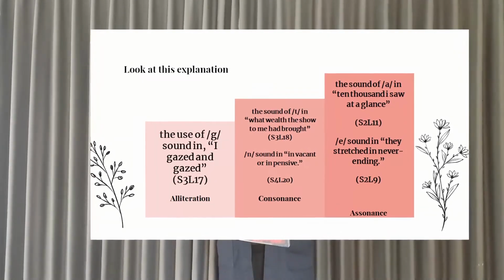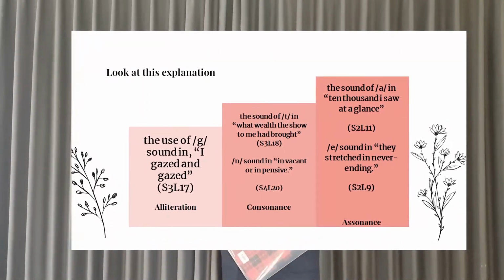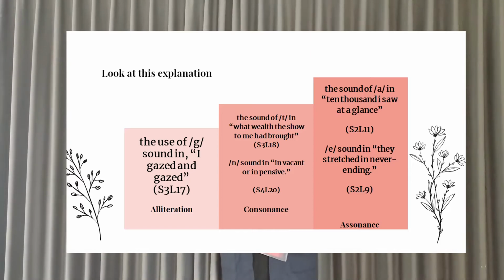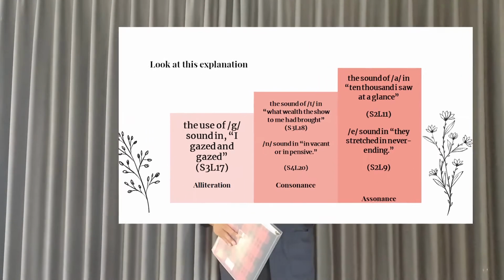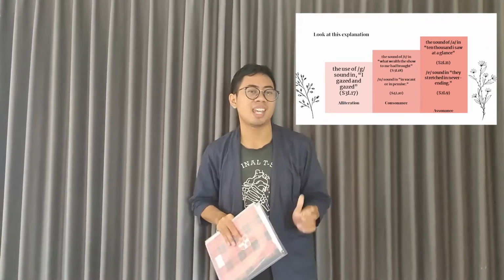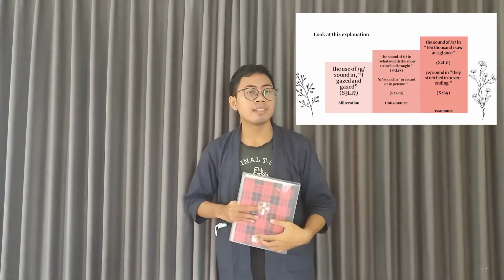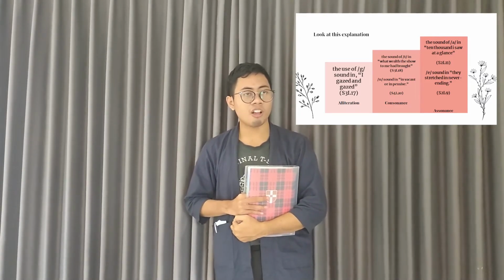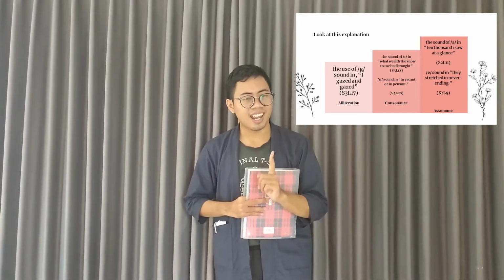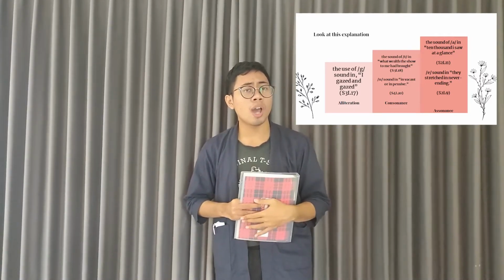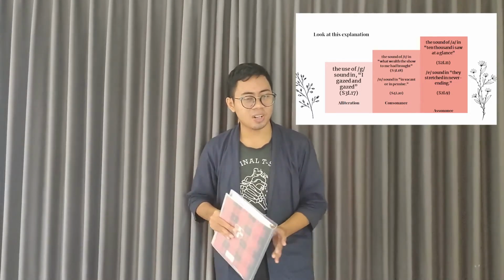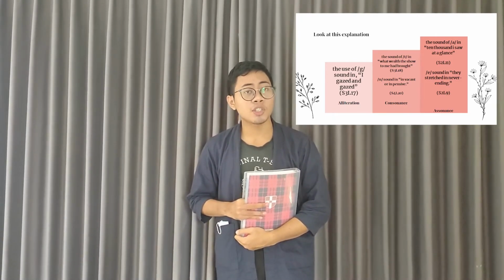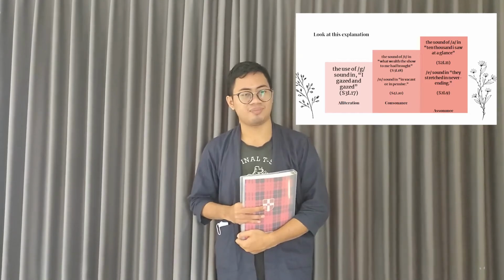Alright, now let's move on to the last part. So what is assonance? Assonance is the repetition of vowel sounds in the same line of a poem. In this poem, there are several examples of assonance. The first one is the use of A sounds in the line "ten thousand saw I at a glance." And the second one is the use of E sounds in the line "they stretched in never-ending line."